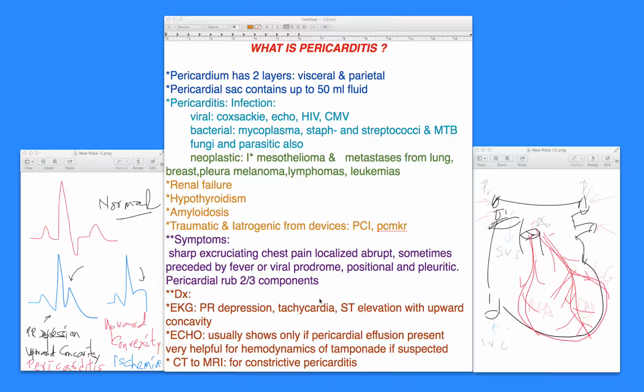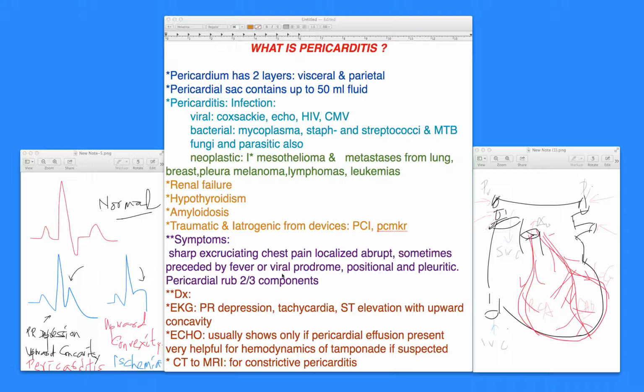Symptoms are usually suggestive of very severe chest pain that's localized, very abrupt in onset, and normally preceded by a viral prodrome, obviously because of the above etiology or causes. It's normally positional. It gets better when the patient sits up. It worsens when the patient lays down. And it's pleuritic. In other words, it tends to have some respiratory component, so when the patient takes a deep breath, it hurts more. It could be positional as well, as I said.